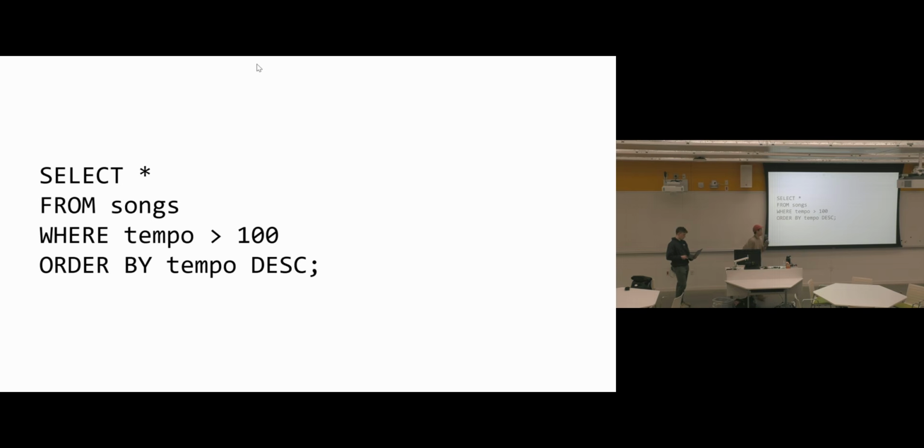And then moving on to ordering, here we have SELECT * FROM songs WHERE tempo > 100 ORDER BY tempo DESC.